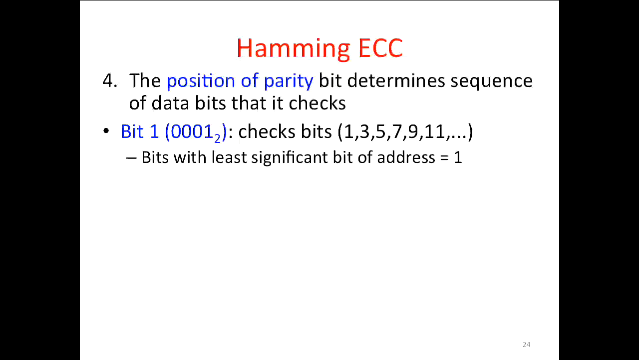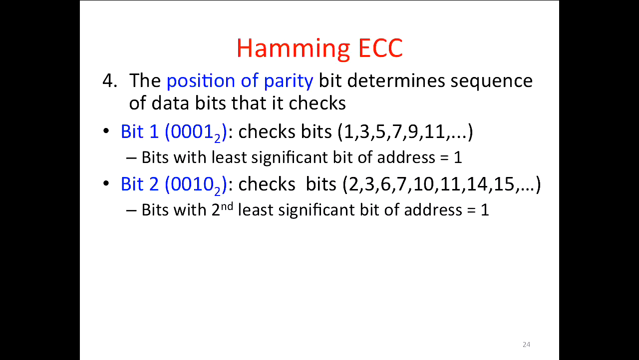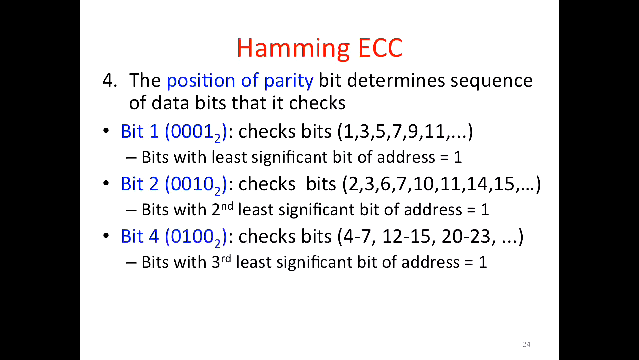So bit 1 is going to check all the odd bit positions, right? Bits with the least significant bit of the address equal to 1. Bit 2 is going to check bits 2, 3, 6, 7, 10, 11, 14, 15. Bits with second least significant bit of address equal to 1, right? So things with a low bit equal to 1, and these are things with a second bit equal to 1. Bit 4 is going to check things with a third least significant bit equal to 1. So 4 to 7, 12 to 15, 20 to 23.